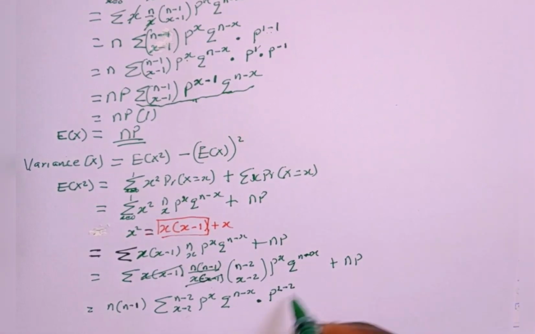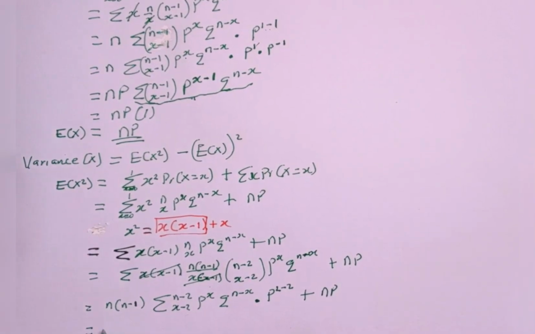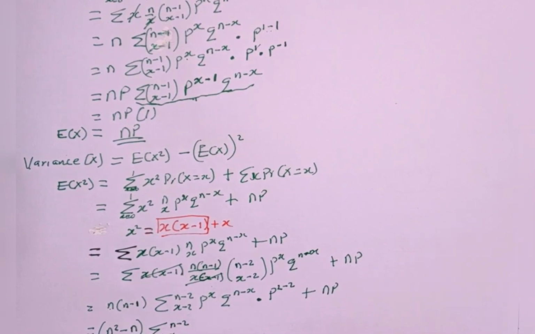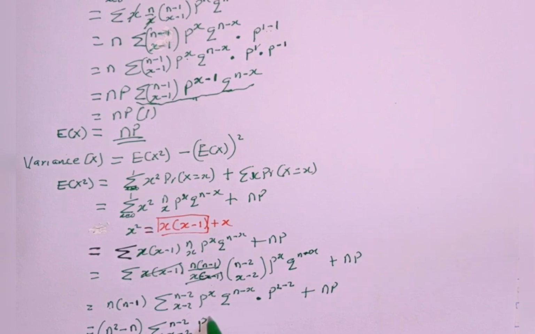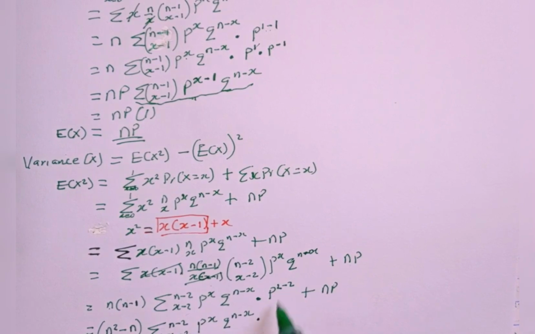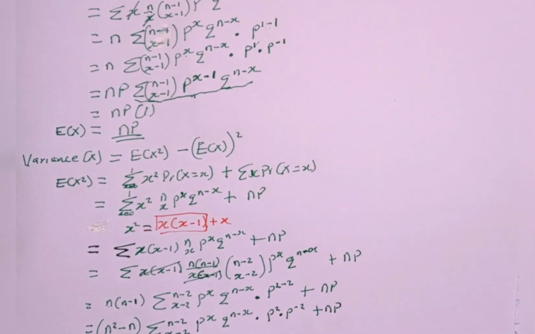So what do we do? We introduce p to the power of 2 minus 2, then plus what? Np. So which is going to be equal to what? N times n is n squared, then minus n multiplied by minus 1 is going to give us minus n. And summation of n minus 2 combination x minus 2, p raised to the power of x, q raised to the power of n minus x, multiplied by what? This can also be written as what? P to the power 2 multiplied by what? P to the power of minus 2, and plus np.